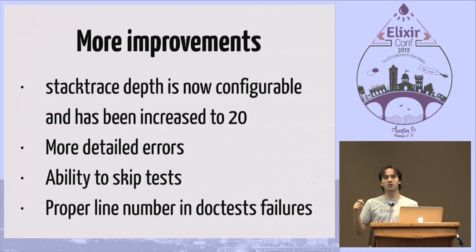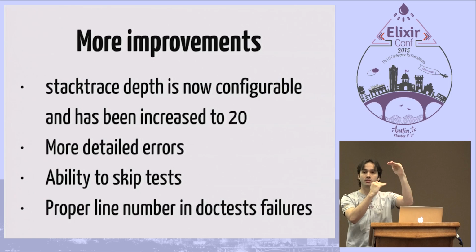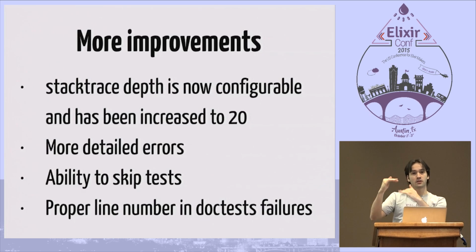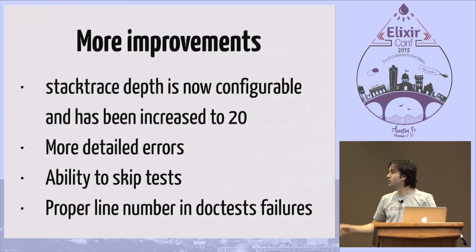So Elixir has this feature called doc test, where you can write the documentation and put tests and code in your documentation. You say, this is how it should work, and we are going to test those code snippets. But if you're using that, and you should, what would happen is that if the test in the documentation failed, we would point to the first line of the documentation, which was horrible. So now we are pointing exactly where the error happened, and it's a very nice improvement.